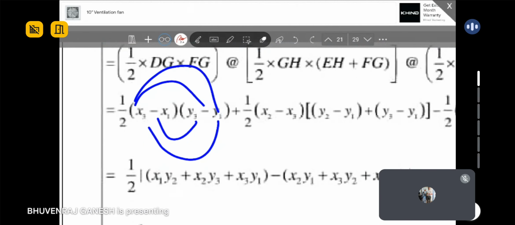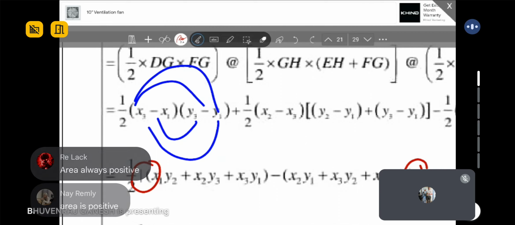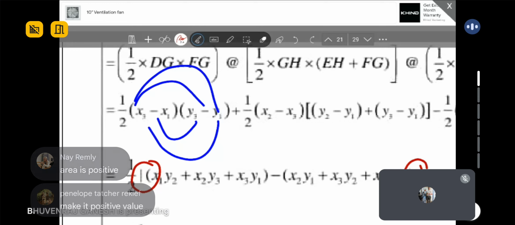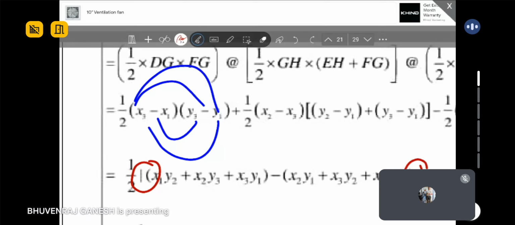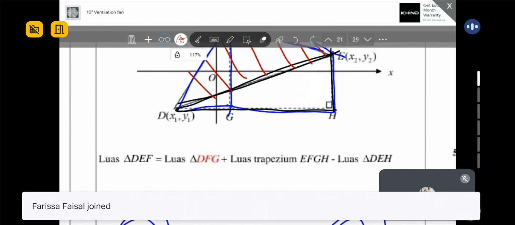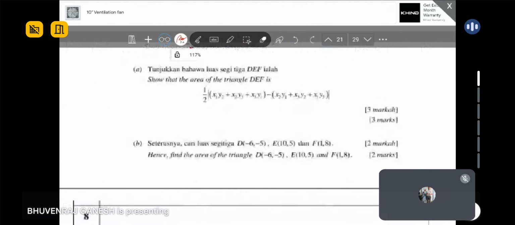Okay, satu soalan kat sini. Kenapa ada simbol modulus kat sini? Siapa boleh terangkan? Why do we need to add modulus symbol for this question? What is the function? Apa fungsi modulus tu? Anyone? Think and see. Yes, very good lah guys. Area is always positive. Correct. Luas hanya boleh nilai positif, tak boleh negatif. Correct. Okay, so that is your answer lah. Itu jawapan kamu. Okay? Clear guys?